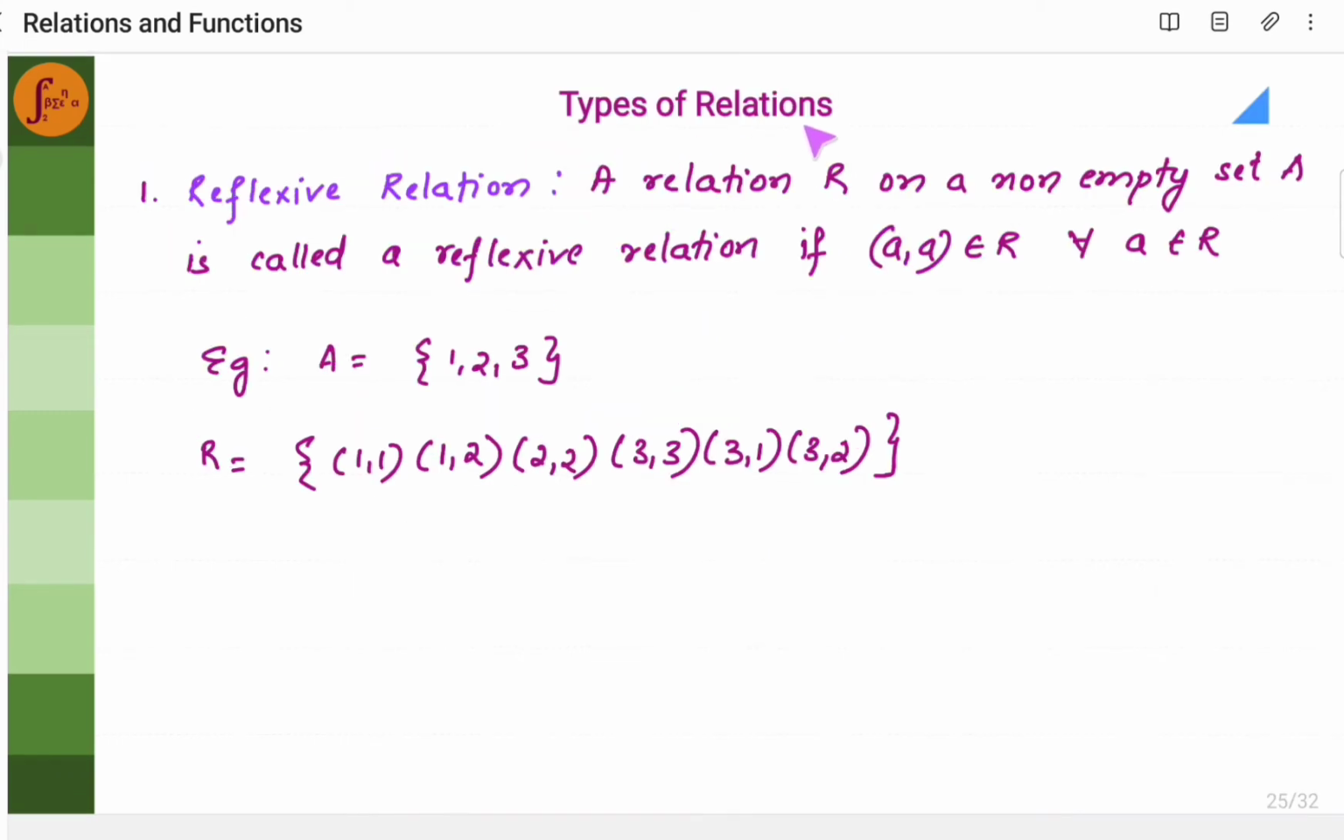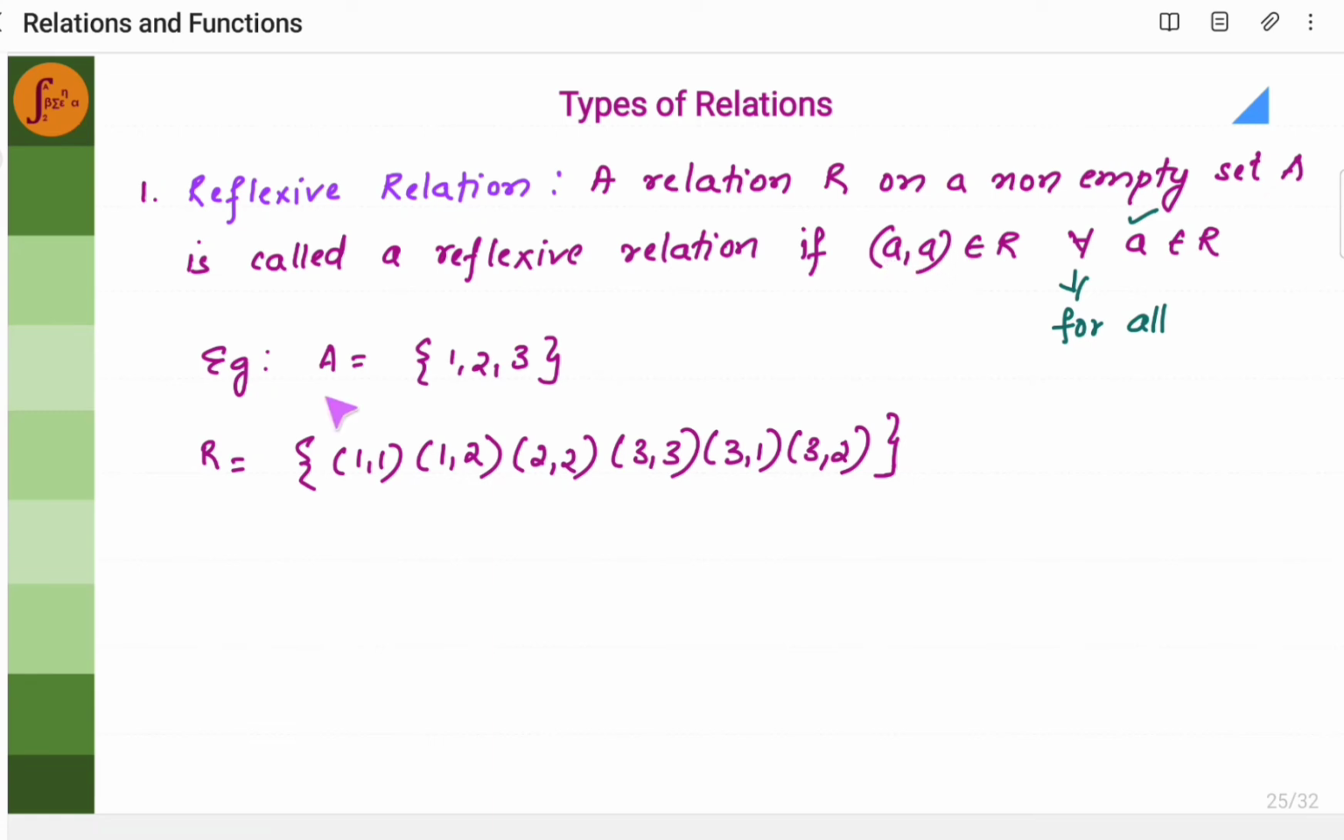Let's go through types of relations. There are multiple types of relations. Some of them are reflexive, symmetric, transitive, equivalence, identity, null, right? Let's go through reflexive relation first. What is a reflexive relation? A reflexive relation is nothing but for every element A that belongs to relation R, A comma A should also belong to R, right? You basically take this element and the ordered pair in R should have A comma A.